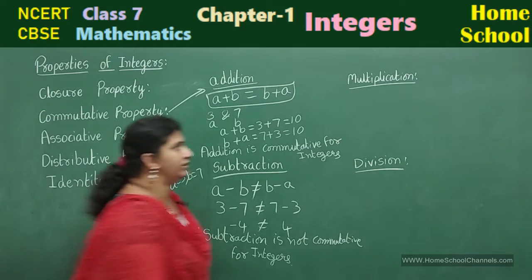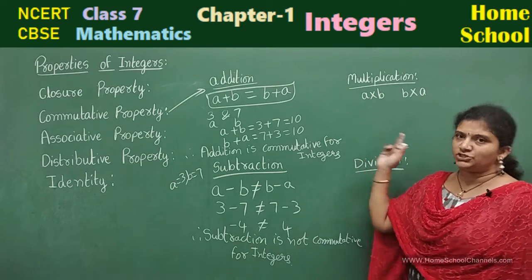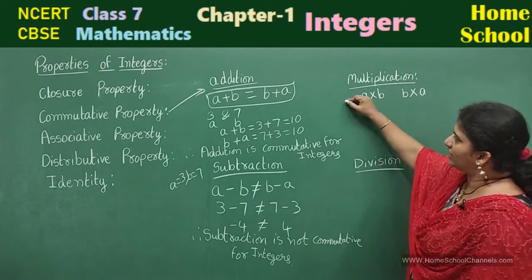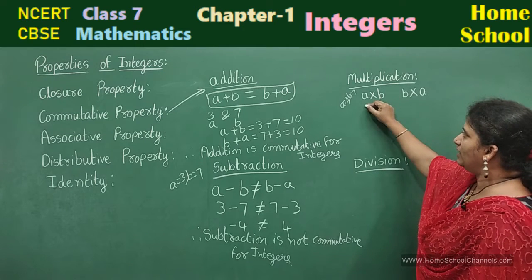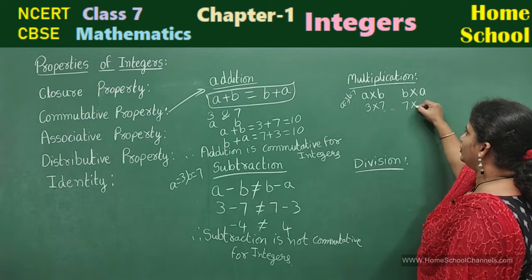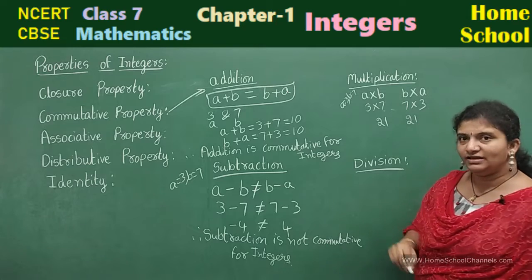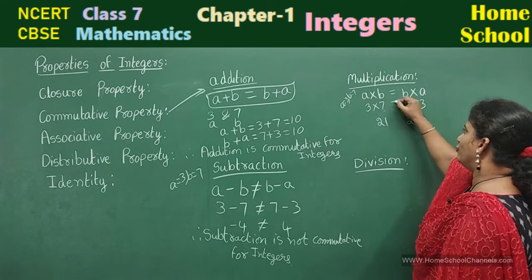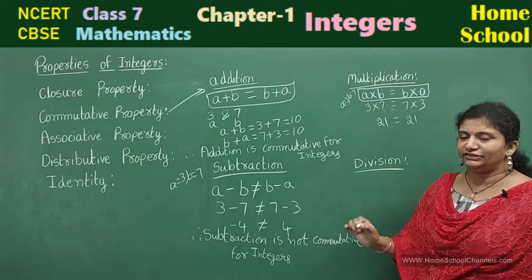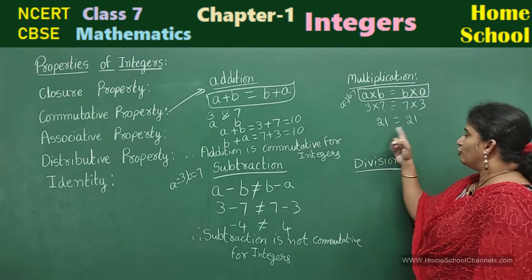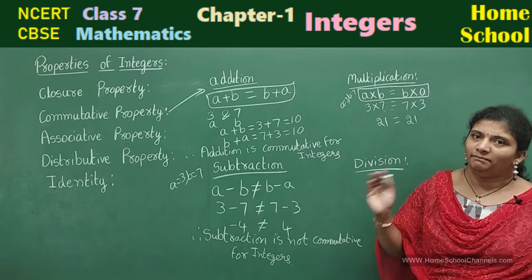Let us check for multiplication. A into B, B into A. Let us check out whether these two are equal or not. Same A value, B value we take. A is equal to 3, B is equal to 7. Substitute in the place of A and B: 3 into 7, 7 into 3. 3 sevens are 21. 7 threes are 21. Yes, it satisfies. Therefore, A into B is equal to B into A, commutative under multiplication for integers. If you get both same answer, then I can say that the two integers are commutative under multiplication.